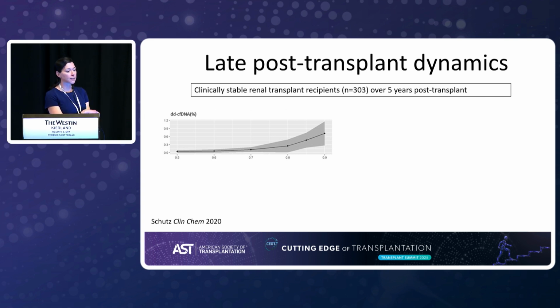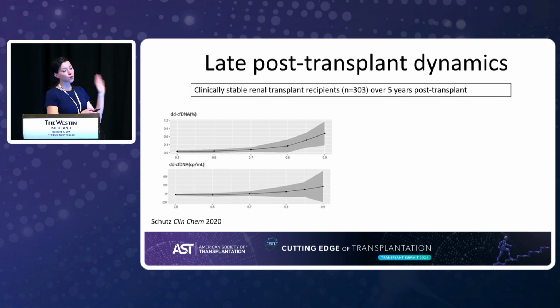There is a very nice study that was published in Clinical Chemistry where they followed renal transplant patients, 300 of them who were stable over time. They saw a trend upwards after about 3 to 5 years post-transplant in all of those patients, which was not supported by histological or laboratory measures of graft function. The percent of donor-derived cell-free DNA was going up almost universally. But when they looked quantitatively, the abundance of donor-derived cell-free DNA was not changing, which suggests that the percent is being confounded by some factor.